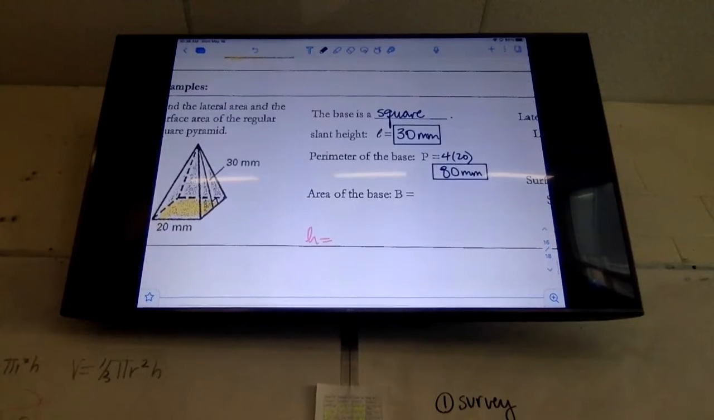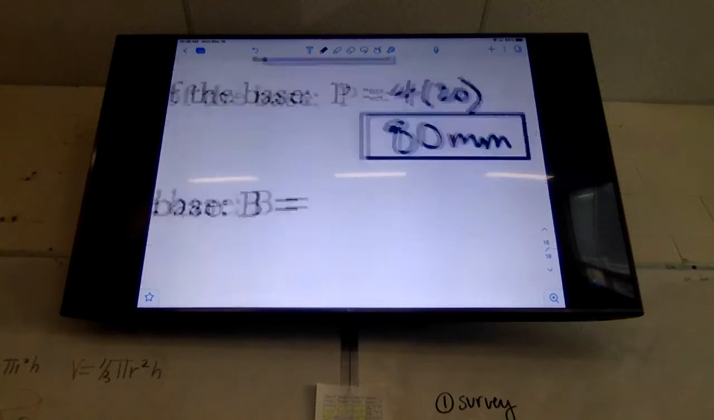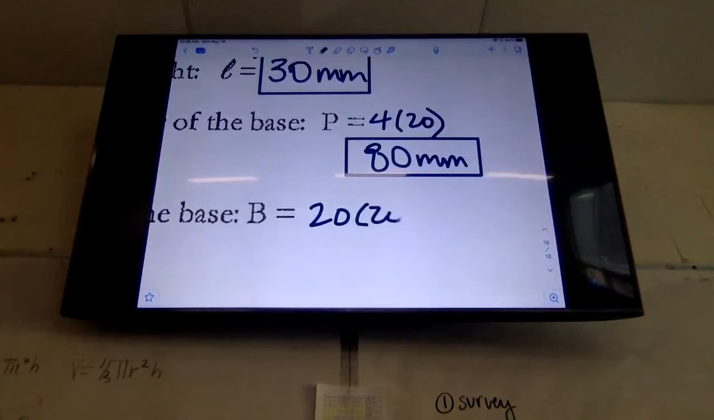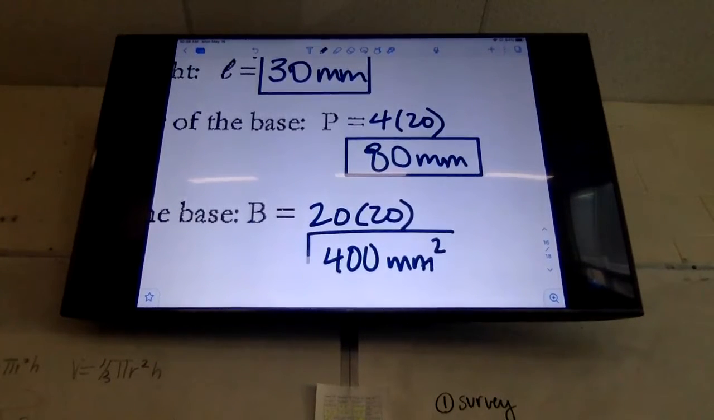Area of the base. How do you find the area of a square? 20 times 20, which is 400. Good. And that one is squared. It's millimeters squared.